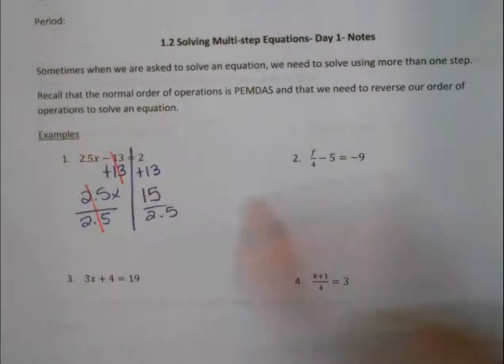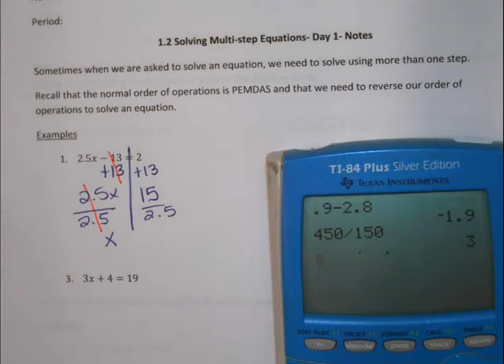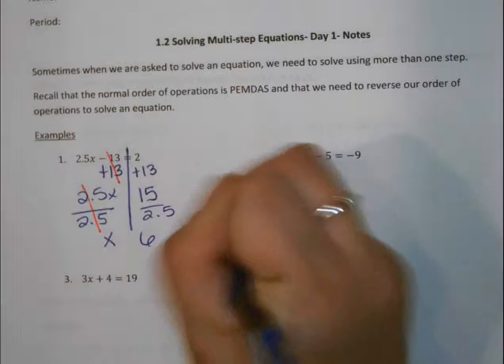Okay, so on the left side, the 2.5s cancel out. I have x. On the right side, I want to do 15 divided by 2.5, which gives me 6. So my answer for number 1 is x equals 6.